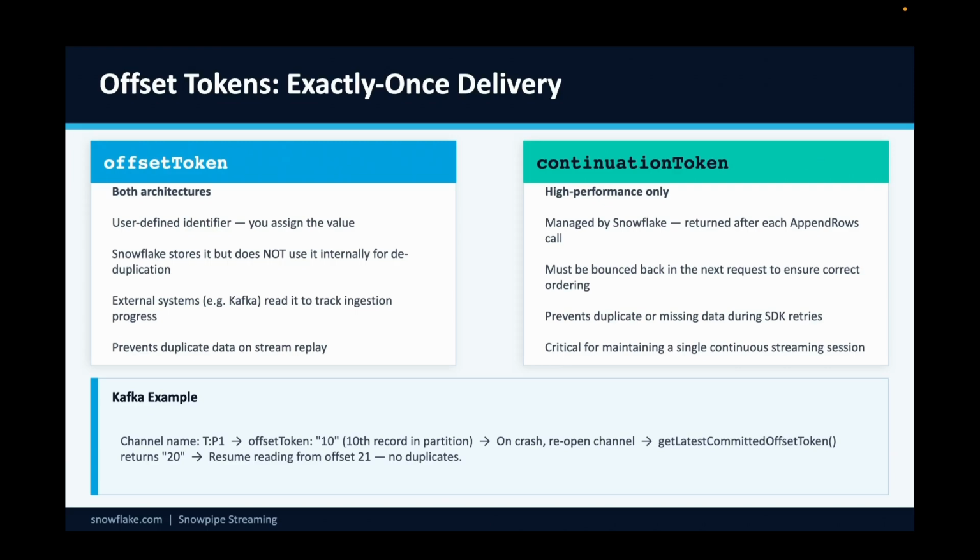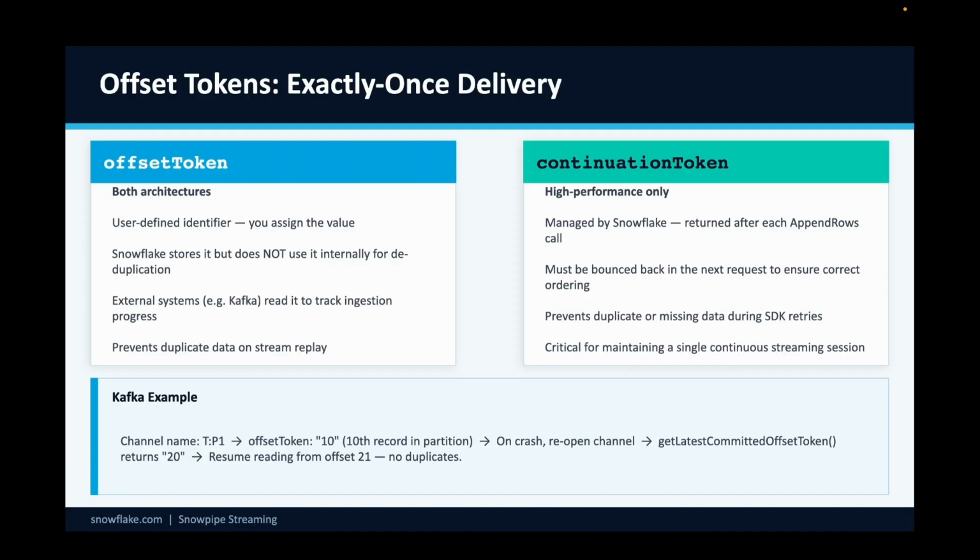Offset tokens: exactly once delivery. Offset token, in both architectures, is a user defined identifier; you assign the value. Snowflake stores it but does not use it internally for dedupe. External systems, for example Kafka, read it to track ingestion progress. It prevents duplicate data on stream replay. Continuation token is only for high performance architecture.